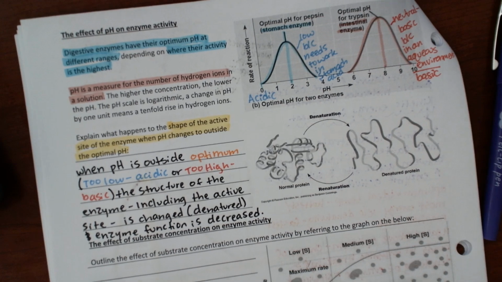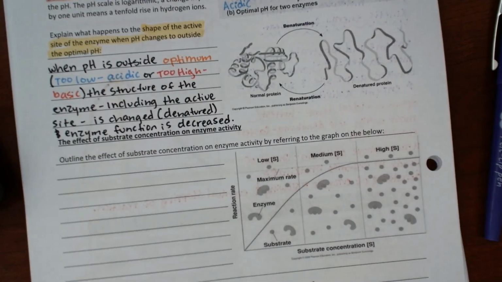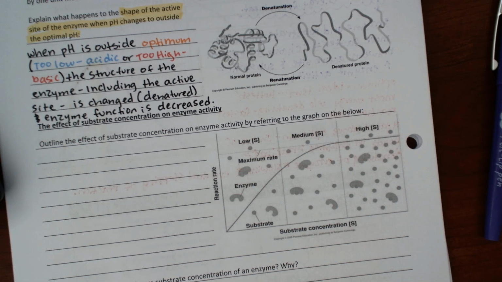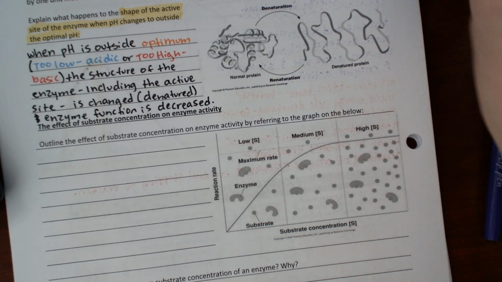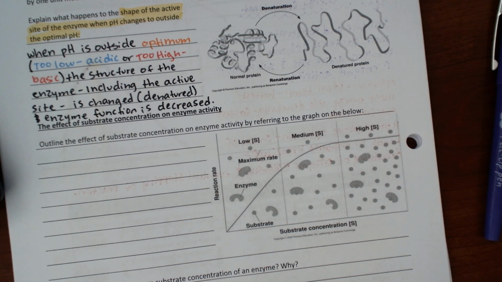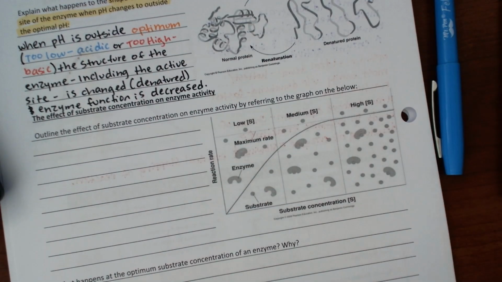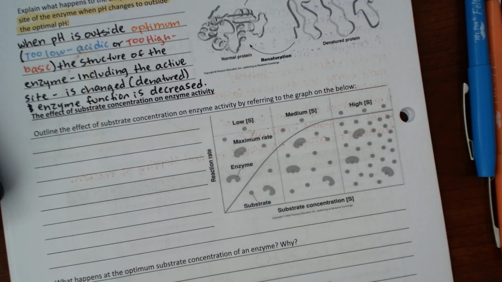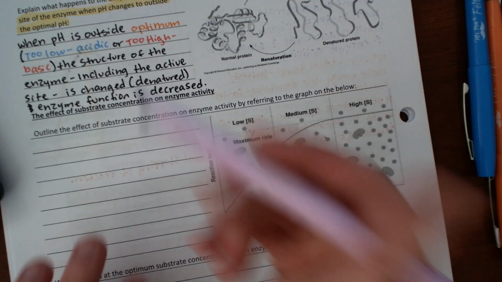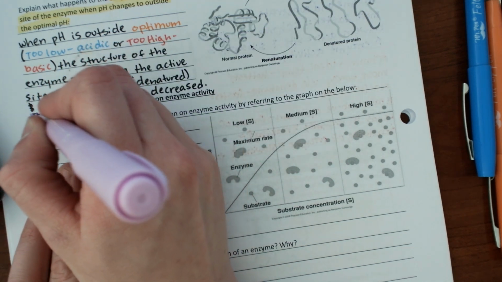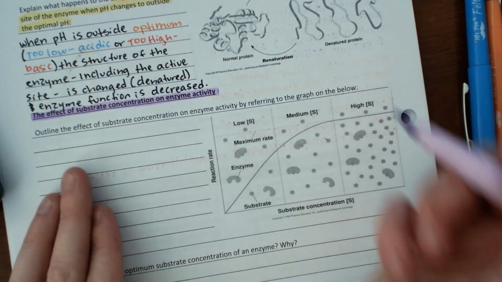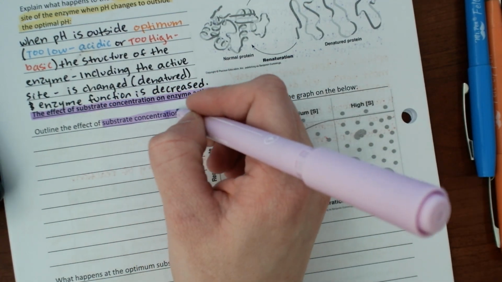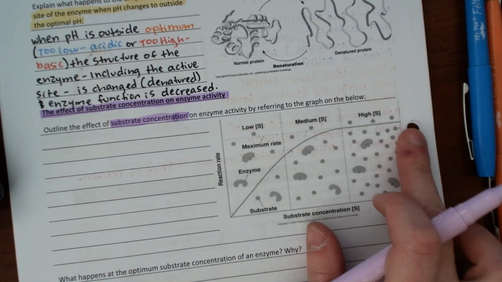Okay. So now we'll look at the effect of substrate concentration on enzyme activity. I feel like this needs a heading color. We'll make substrate concentration purple. And so outlining the effect of substrate concentration on enzyme activity by looking at this graph.